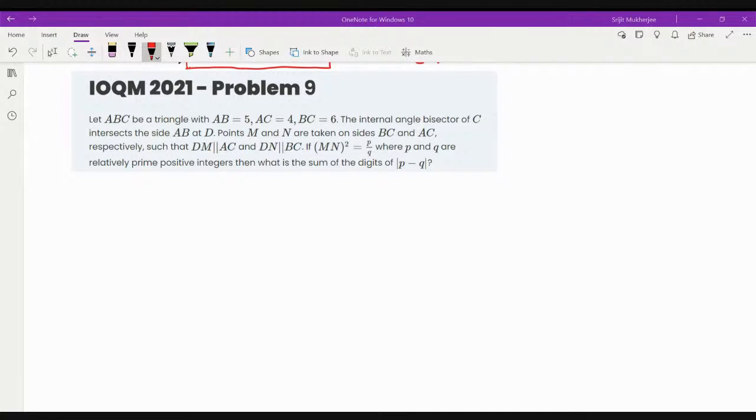The next problem asks you about this. This problem revolves around a bit of geometry. So there is a bit of drawing. Now you have to draw the figure. That's always the first hint. So ABC is a triangle where AB is equal to 5, AC is equal to 4, and BC is equal to 6. The internal angle bisector of C intersects the side AB at D.